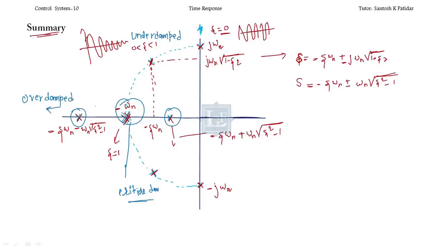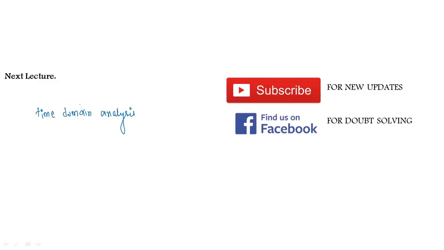We'll continue with the same thing in the next. Correct? So in the next lecture we'll discuss the time domain analysis for the second order and the first order systems.